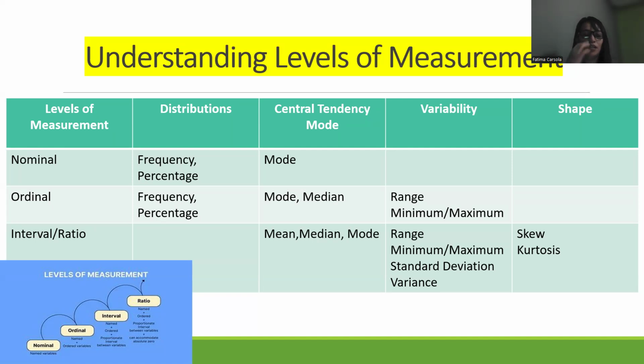Data could be collected in one of four possible levels of measurement. You have your nominal, you have your ordinal, you have your interval or ratio. And each level, as you see in the table, has characteristics that make it unique, and each requires a particular type of statistical technique that could be used, okay?